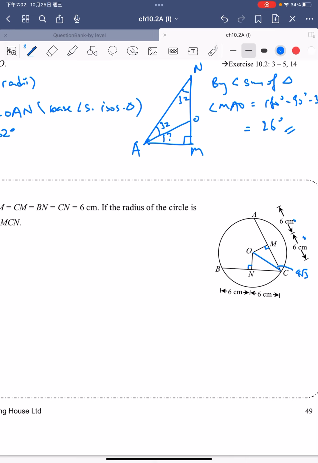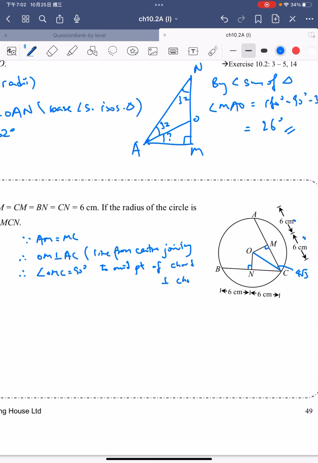So first of all, you need to write that we have AM equal to MC, so that OM is perpendicular to AC, so that the angle of OMC is equal to 90 degrees by using the line from the center joining to the midpoint of the chord will be perpendicular to the chord. That's the theory. And similarly, you can say that the angle of ONB is equal to 90 degrees as well.